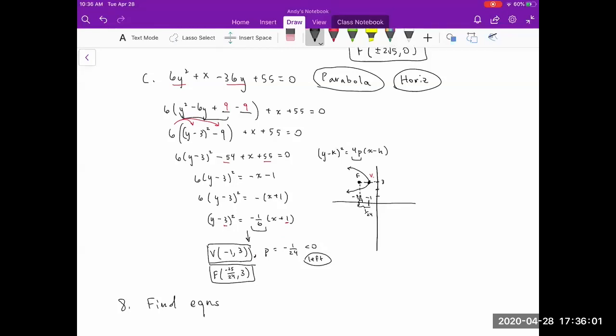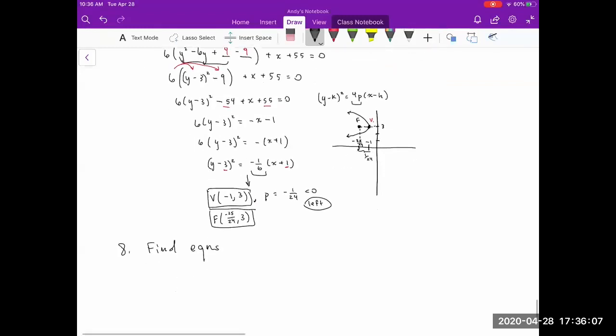So I don't think this is too bad, but we'll have to see. So find the equation. A says it's an ellipse. It says the foci are plus or minus 4, 0, and the vertices are plus or minus 5, 0.